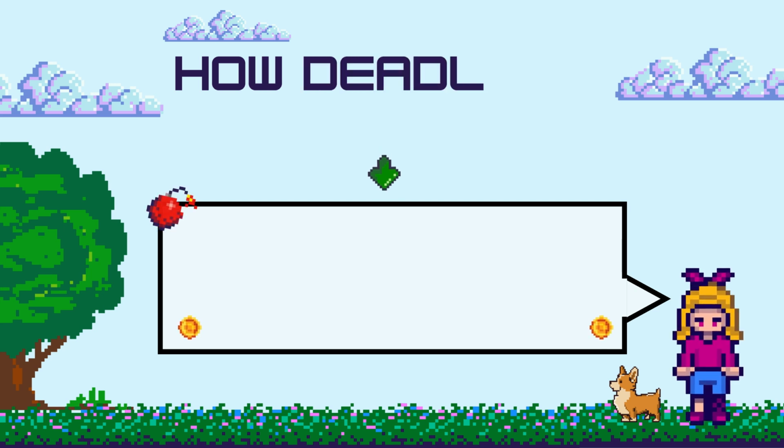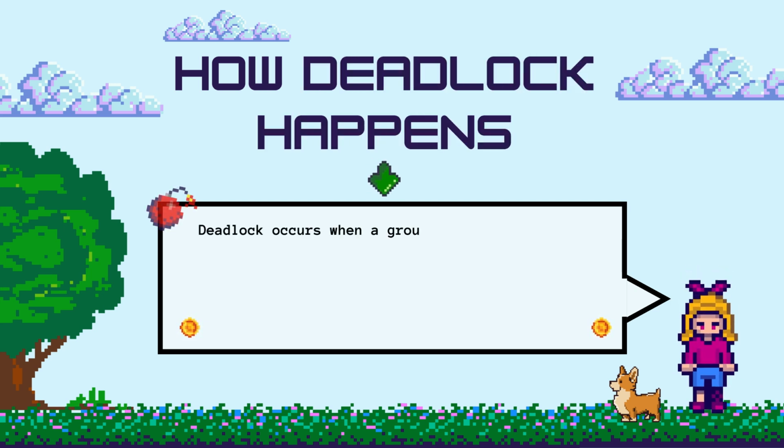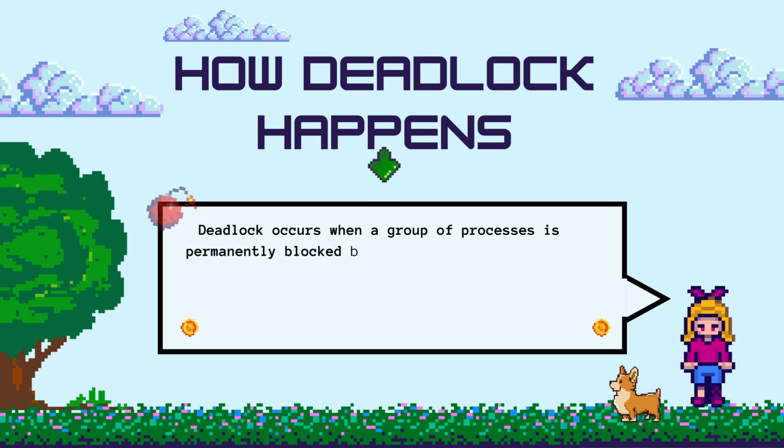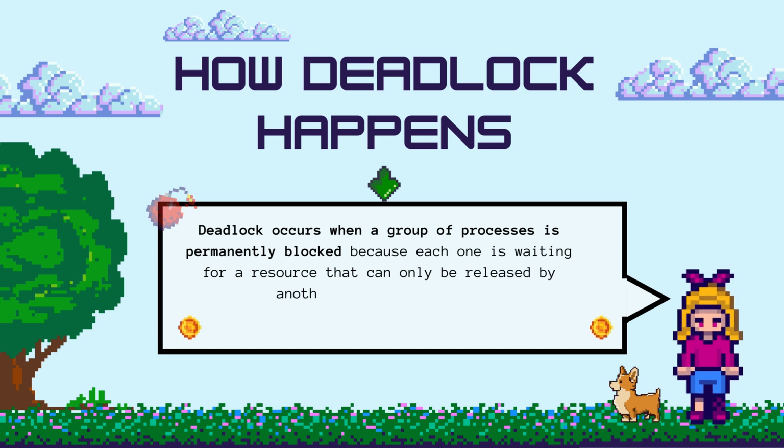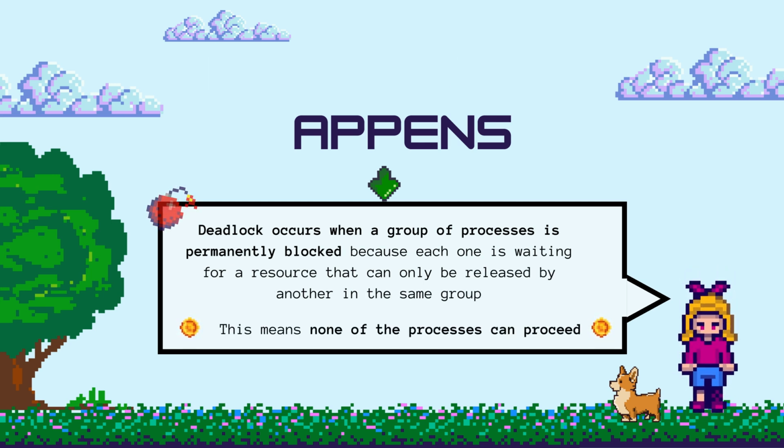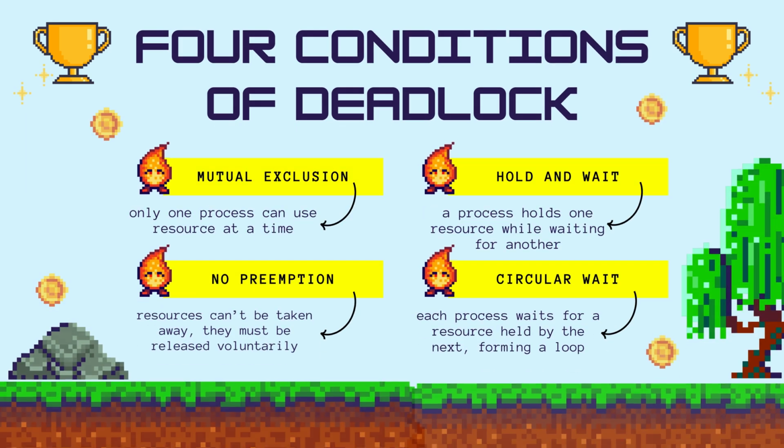How does deadlock happen? Deadlock occurs when a group of processes is permanently blocked because each one is waiting for a resource that can only be released by another in the same group. This means none of the processes can proceed. There are 4 conditions of deadlock.